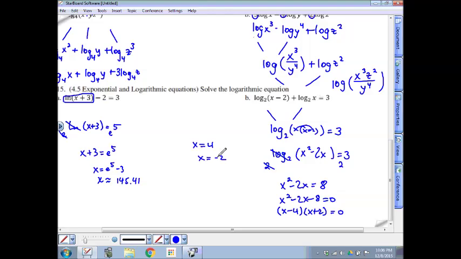However, you need to remember that for logarithms, you can't take the logarithm of a negative value. If I were to plug negative 2 into either that x or that x, it would result in taking the logarithm of a negative value, which is no good. So the only answer is x equals 4.